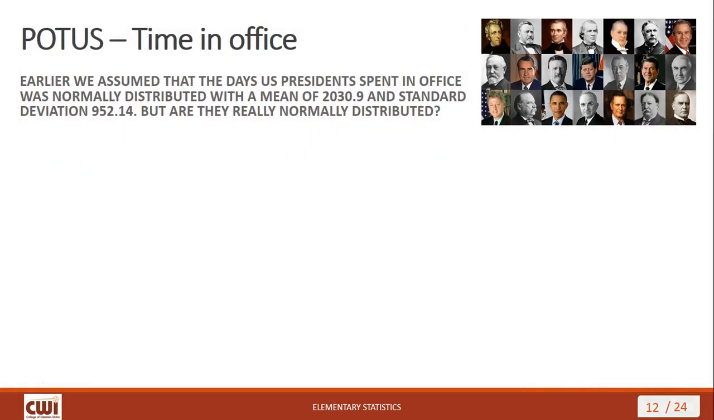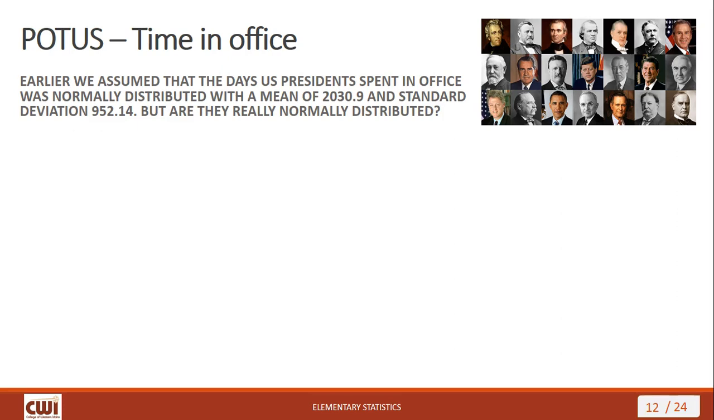Let's look at other data sets that we've assumed earlier were normally distributed. If you want, go ahead and pause the video and open the President of the United States file there in our class group, because this example and the next one are going to be treating the data in that file. So earlier we assumed that the days a U.S. President spent in office was normally distributed, with a mean of 2,030.9 days and a standard deviation of 952.14 days. But are they in reality normally distributed?